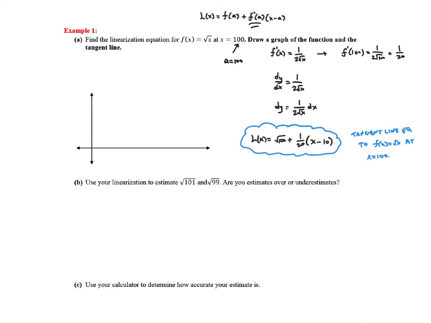All right, so let's draw the square root of x here. Not my best sketch, but we'll work with it. Here's 100. What would the output of 100 be? Well, if I take the square root of 100, I get 10, hence f at a. Okay, now I'm going to draw my tangent line.